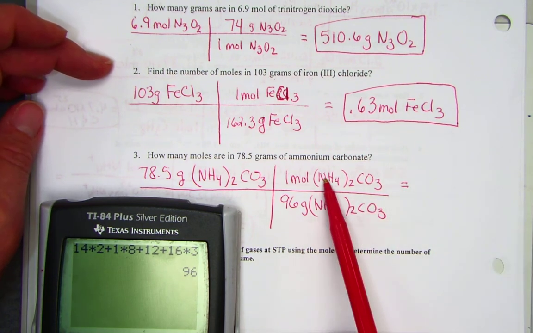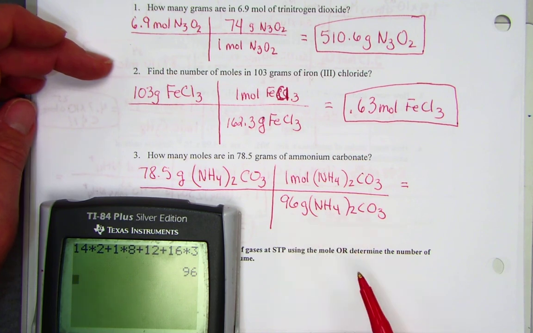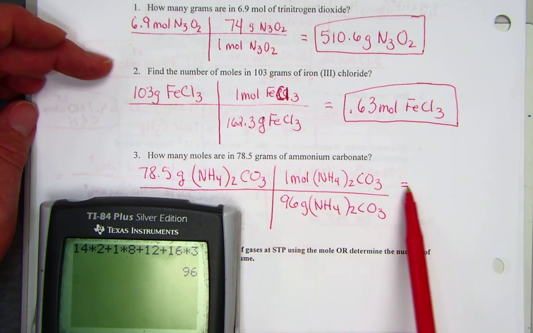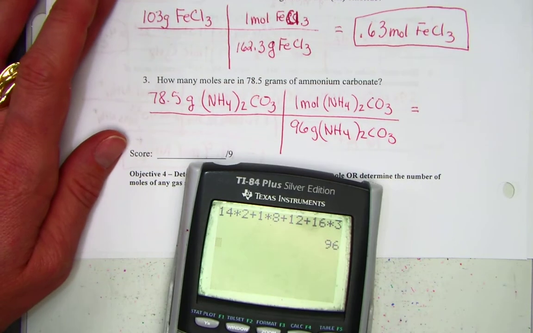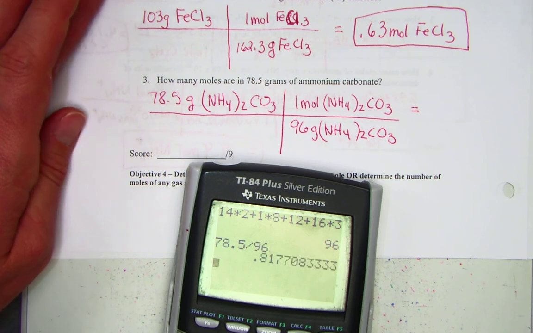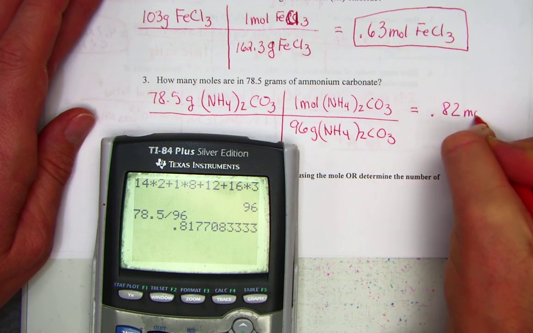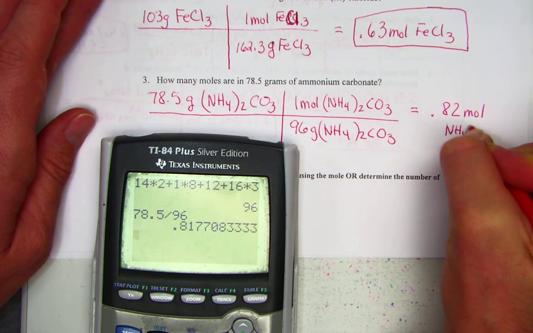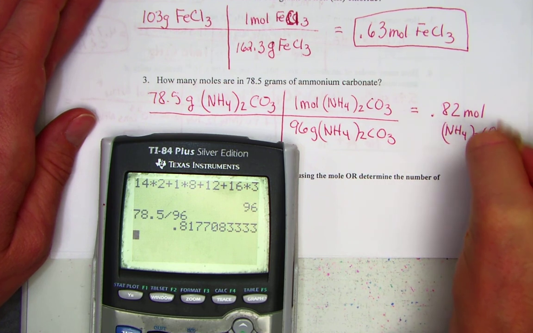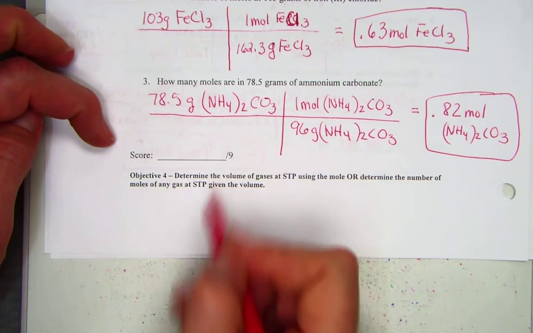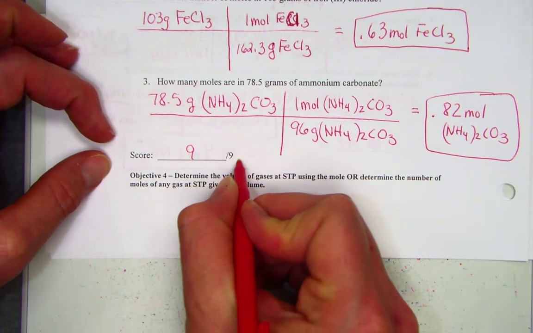The mass of 1 mole, the formula weight here was determined as 96 grams. Again, a divide by question, as grams will cancel and head into the mole. 78.5 grams divided by our formula weight of 96 cancels the grams and brings us to the mole. I find 0.82 moles, and my label here, ammonium carbonate. Alrighty, 3 points apiece for a total of 9 when we get ready to receive our A+.